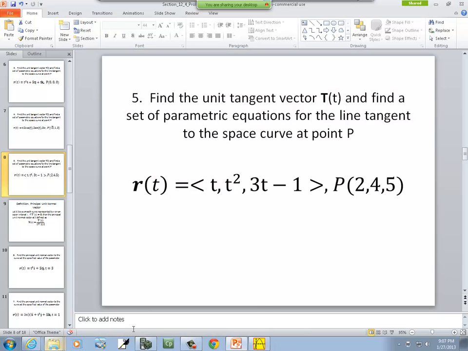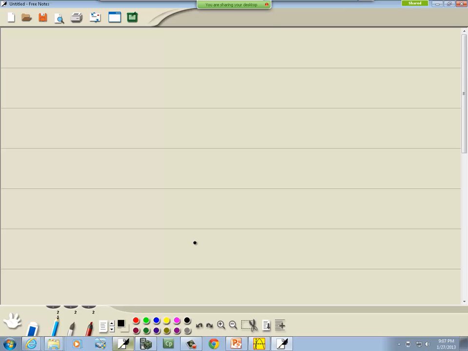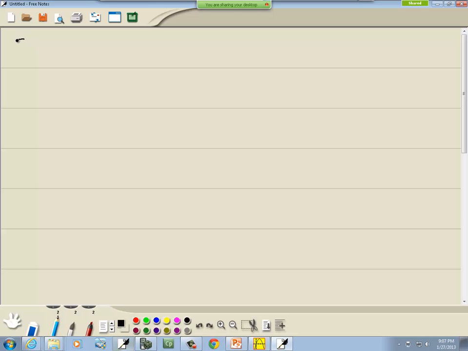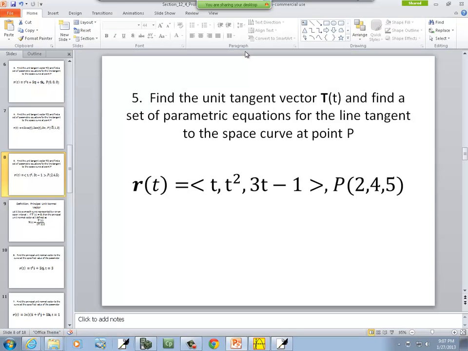And time for the tablet to blow up, so let me bring up another one. There we go. And 5. So we got r equal to t squared and 3t minus 1 at the point 2, 4, 5.